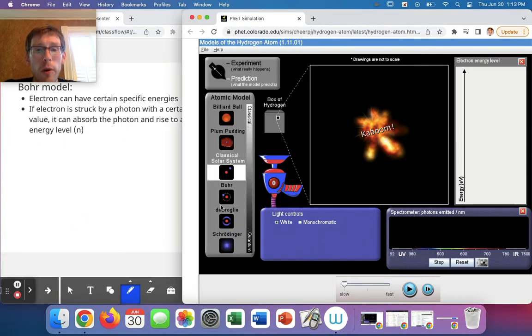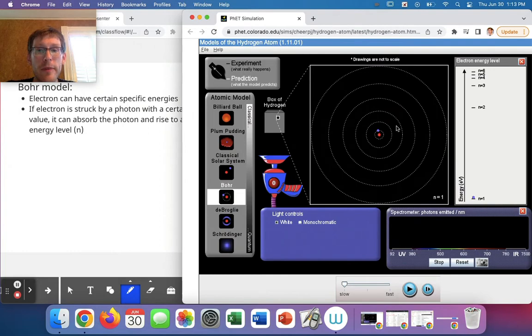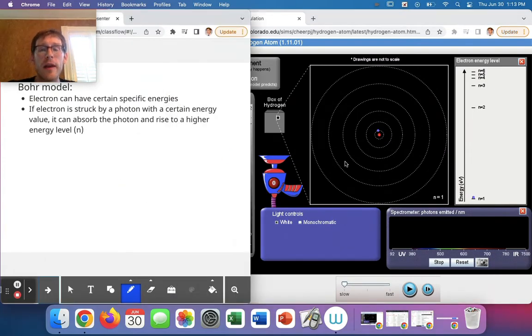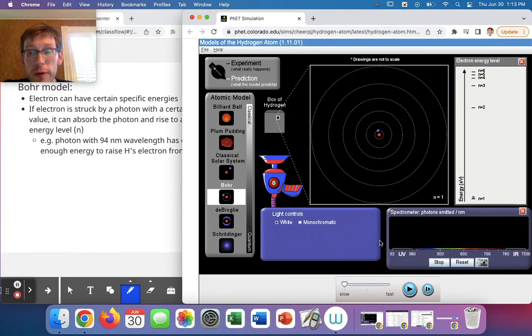So Bohr came up with his model of the atom. His model was that the electron can exist in certain shells, in certain energy levels. And according to his model, an electron, if struck by a photon with a certain specific energy value, can raise to a higher energy level. So for example, if I were to change this to monochromatic light, where it only has a wavelength of 94 nanometers, and I were to turn on the light, let's see what happens.